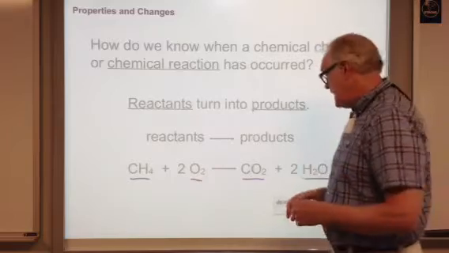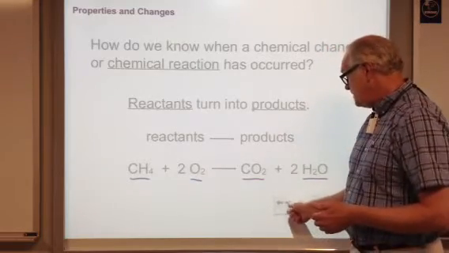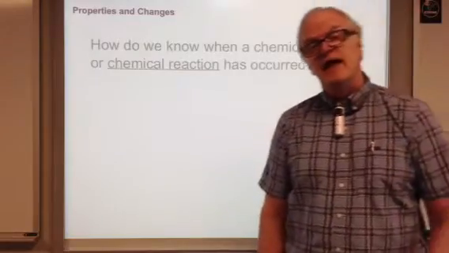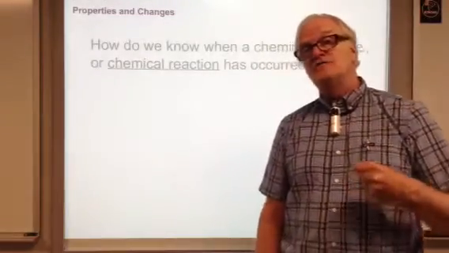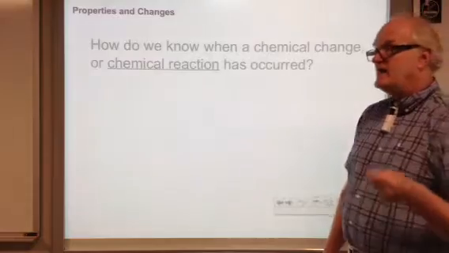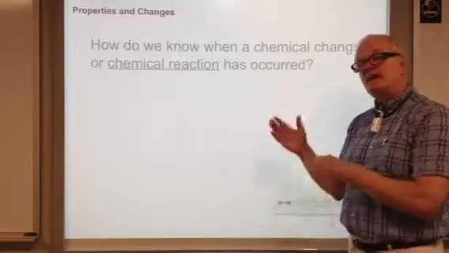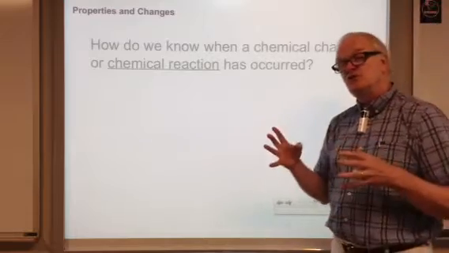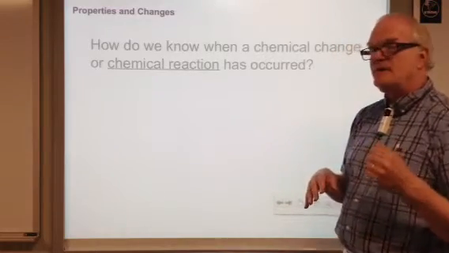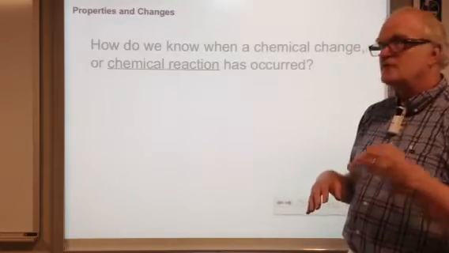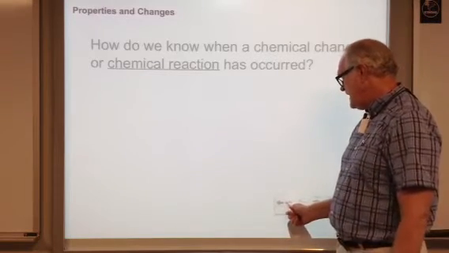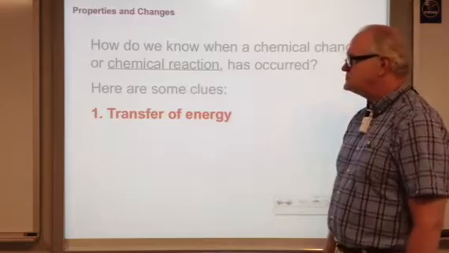What if we don't know anything about the chemical formulas? And that happens a lot. We might see a change, but we don't know what the formulas are of the things that are involved. In that case, we can look for some evidence that we have a chemical reaction. So we're going to make a list of 4 different things, 4 different clues that a chemical reaction might be occurring. They're not rules, but they are clues or types of evidence that a change is a chemical change.